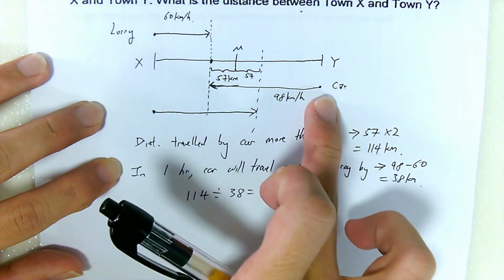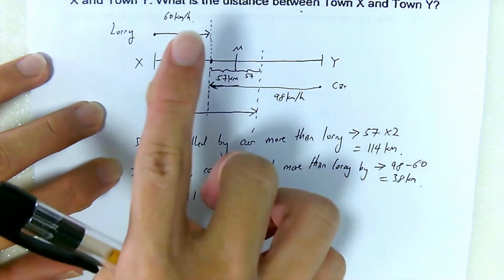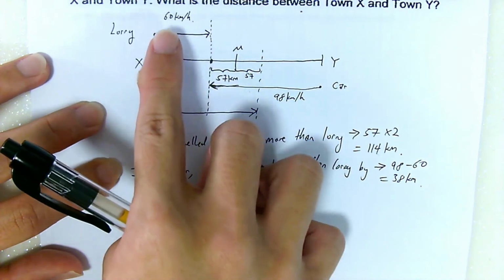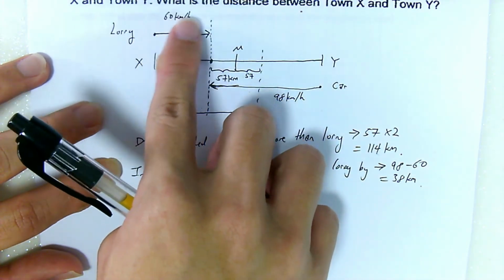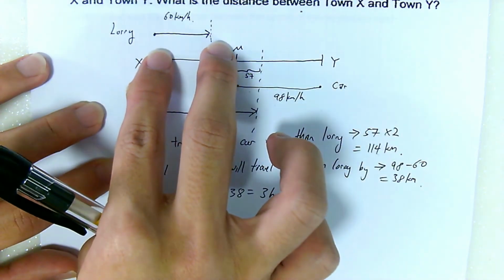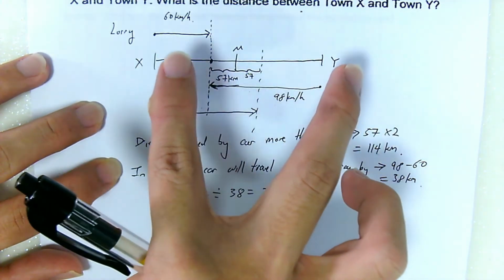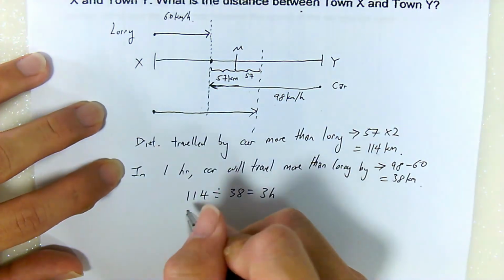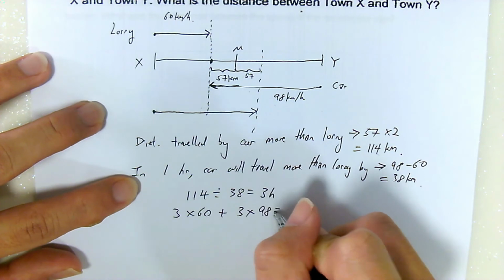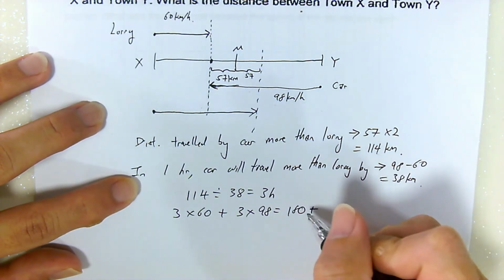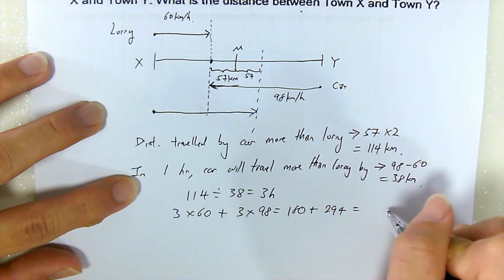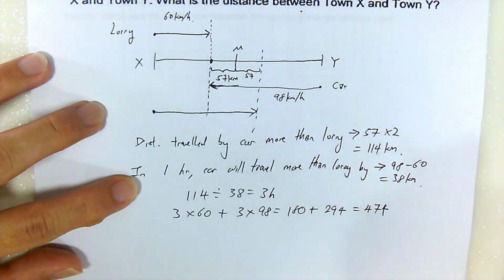So which means that from here to here, the car took 3 hours. Simultaneously, from here to here, the lorry will also take 3 hours. Okay, so it's 3 hours of 60 kilometers per hour and 3 hours of 98 kilometers per hour. And this will be the distance here and the distance here, and then we can find out the total distance. So the working will be 3 hours of 60 kilometers plus 3 hours of 98 kilometers, and that will be 180 plus this one should be 294. Okay, and then in total that will give us 474 kilometers.